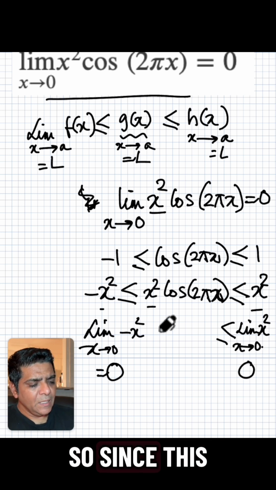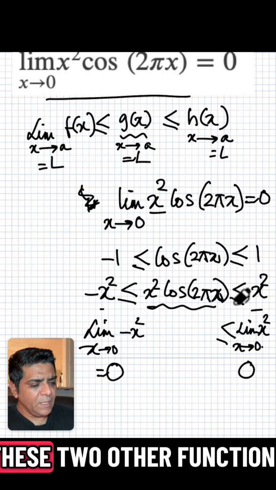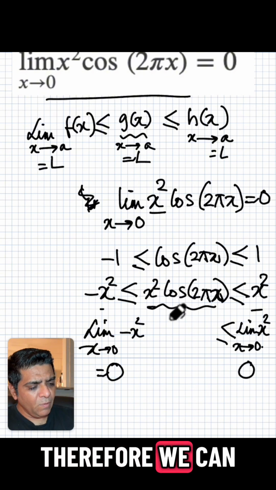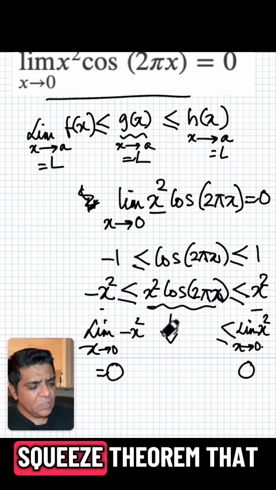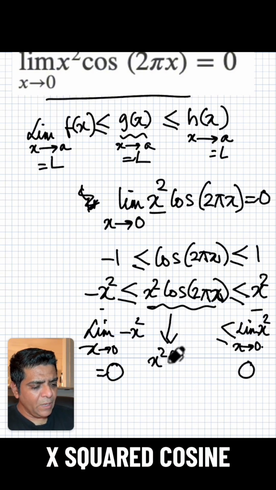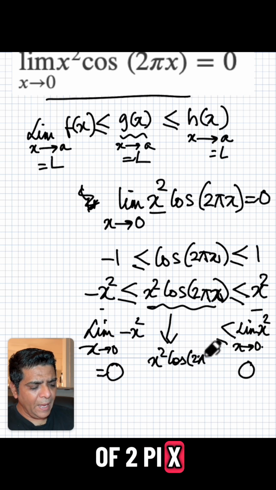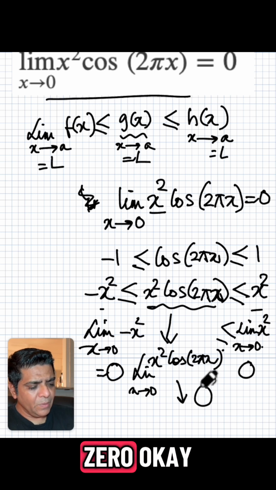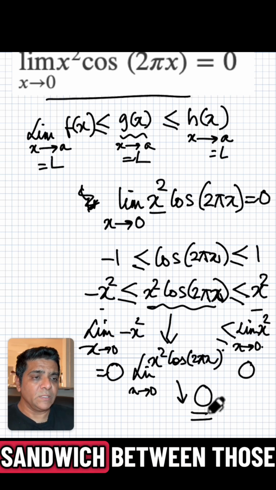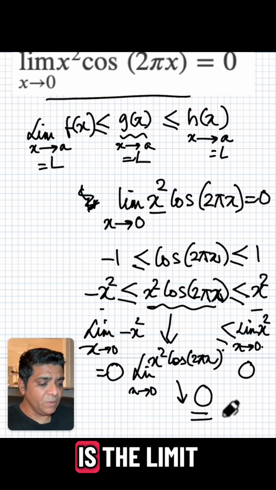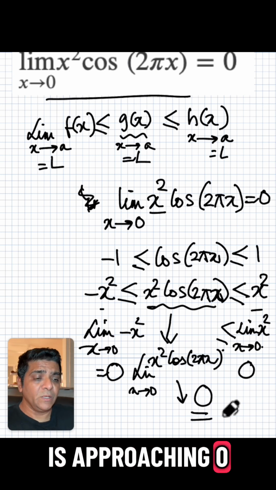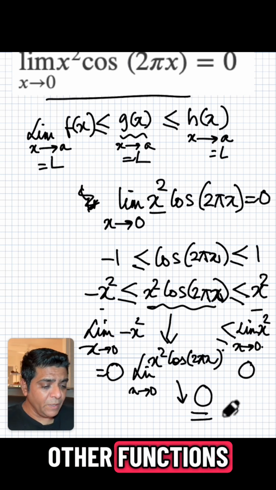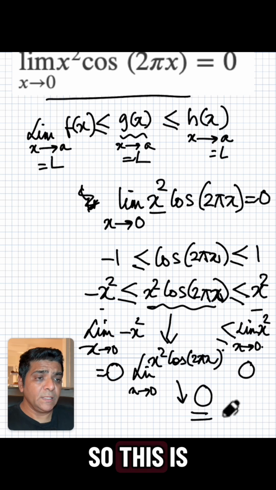So since this is squeezed between these two other functions, we can say from the squeeze theorem that the limit of x squared cosine of 2 pi x as x approaches 0 shall also be 0. That's how we prove it's sandwiched between those two zeros: the limit is approaching 0 as x approaches 0 for those two other functions, and this is squeezed between them. So this is also going to approach 0.